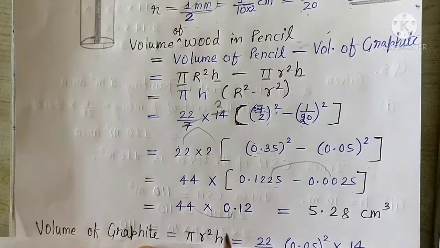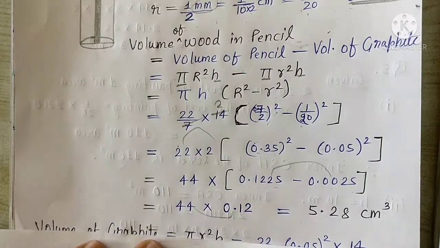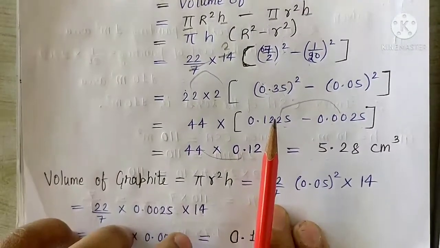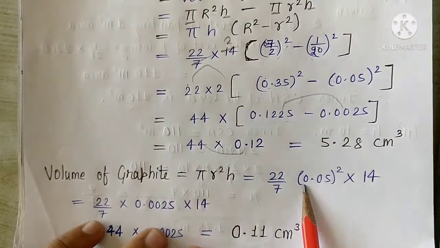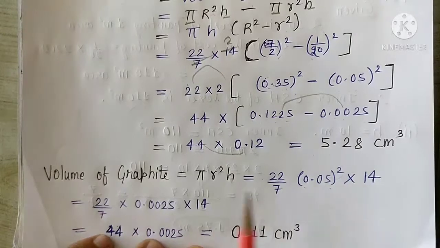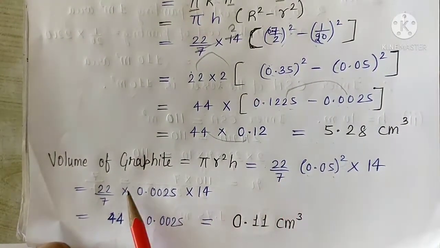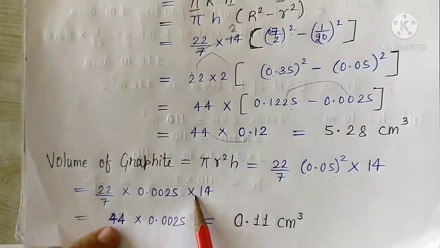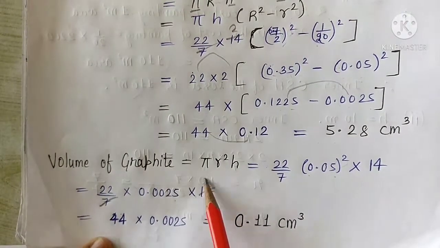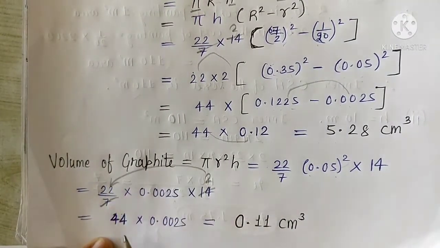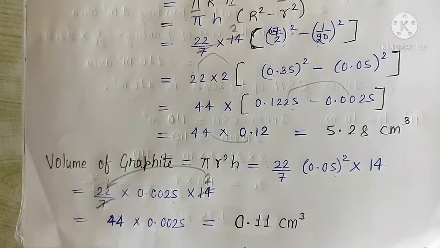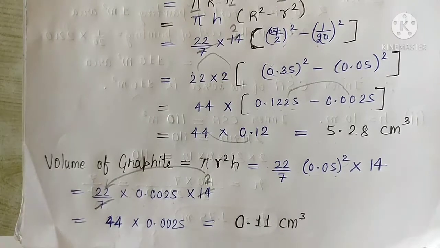Now we have to find the volume of graphite also. When we are finding the volume of graphite, we have to use small r. So pi r square h. Small r is 0.05. So 22 upon 7 multiplied by 0.05 squared, that is 0.0025, into 14. 7 twos are 14. So 2 into 22 comes 44, multiplied by 0.0025, which comes 0.11 centimeter cube. So here we have completed our question number 7.